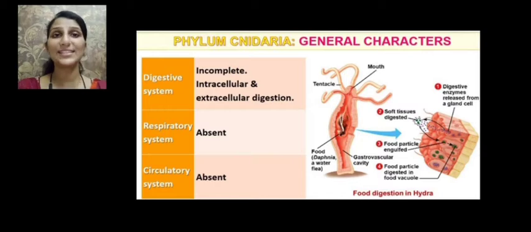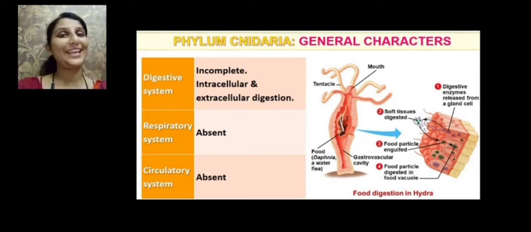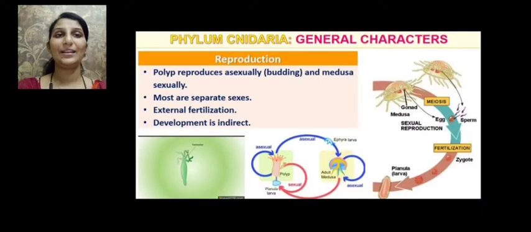The digestive system is incomplete. What do you mean incomplete? A single opening does the function of both the mouth and the anus. And the digestion is intracellular. Intracellular means the digestion is taking place inside the cell. And in addition to intracellular, extracellular digestion is also seen in some animals. And the respiratory system is absent. The circulatory system is also absent in cnidarians.